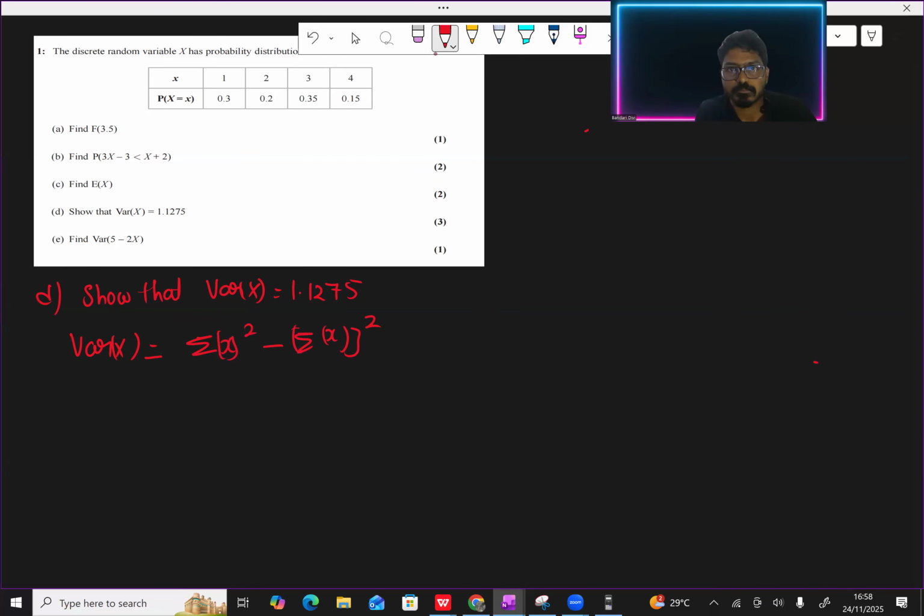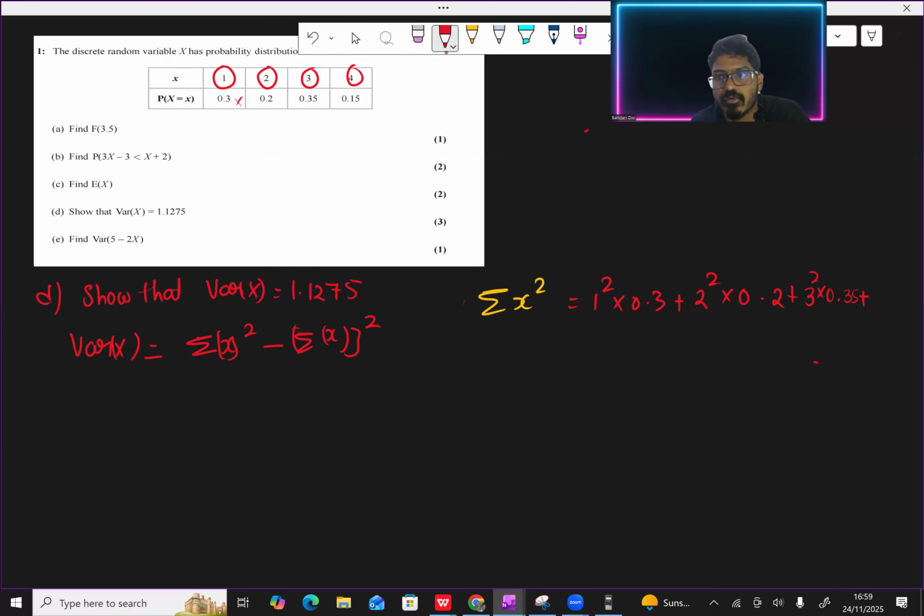So first we need to find sigma x squared. So x squared is nothing but here we have to square these numbers, and then multiply with this one. So we can find out first E of x square, right? So what will be our E of x square? That will be 1 square multiplied with 0.3 plus 2 square multiplied with 0.2 plus 3 square multiplied with 0.35 plus 4 square multiplied with 0.15.